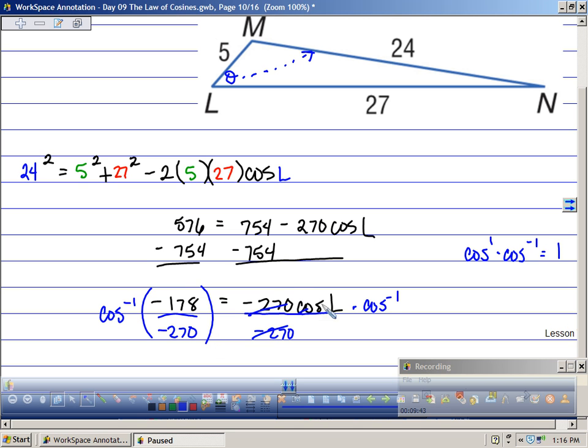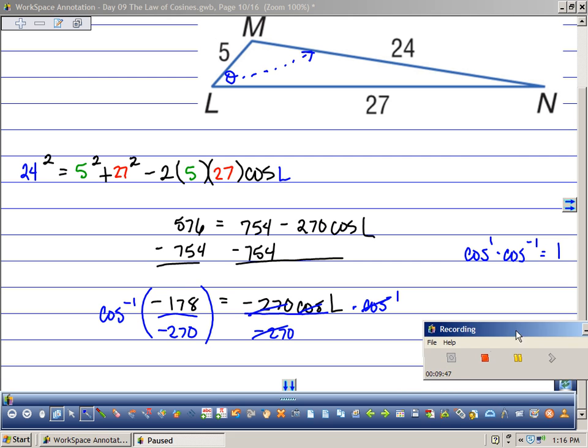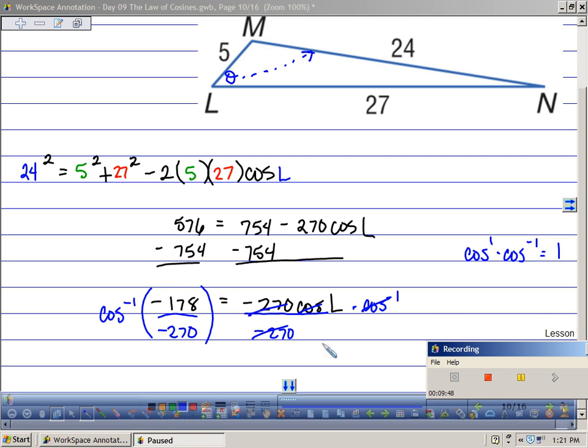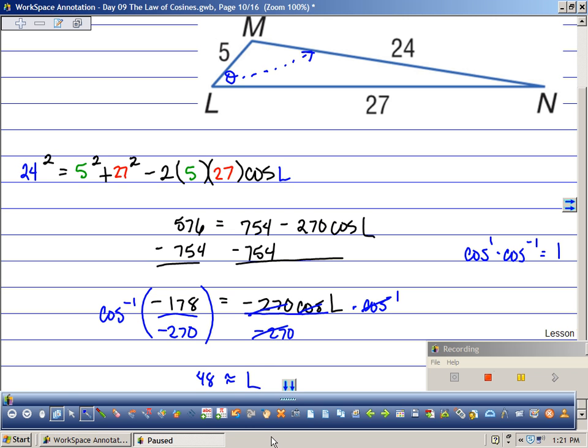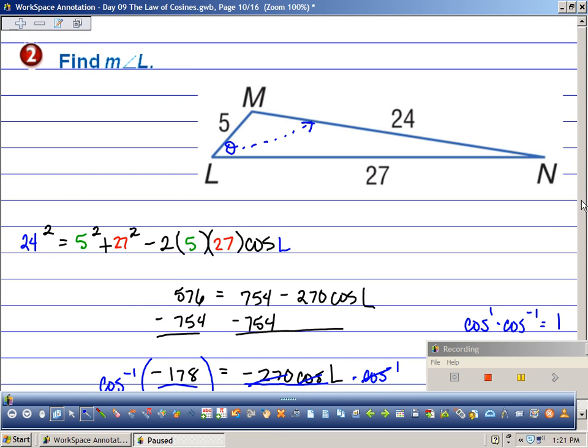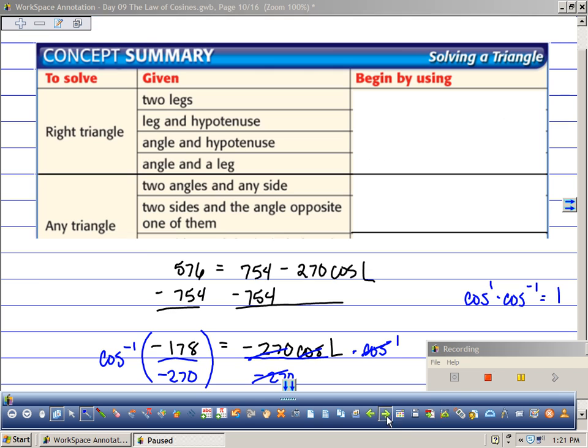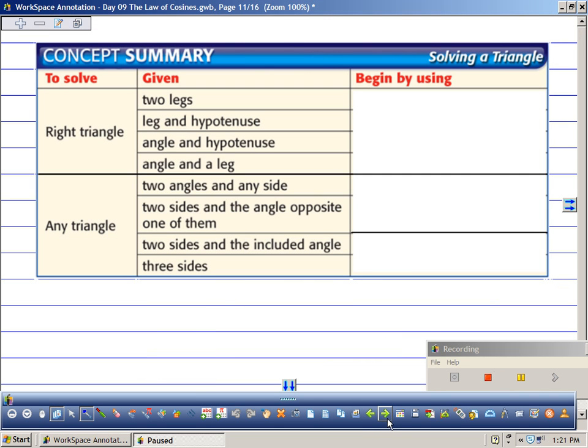All right, so if we put all of this in our calculator, I'm going to do that now and come up with the answer. Okay, so we got 48 is about the angle of L. Make sense? All right, let's talk about this. Let me give you a second to write this down.